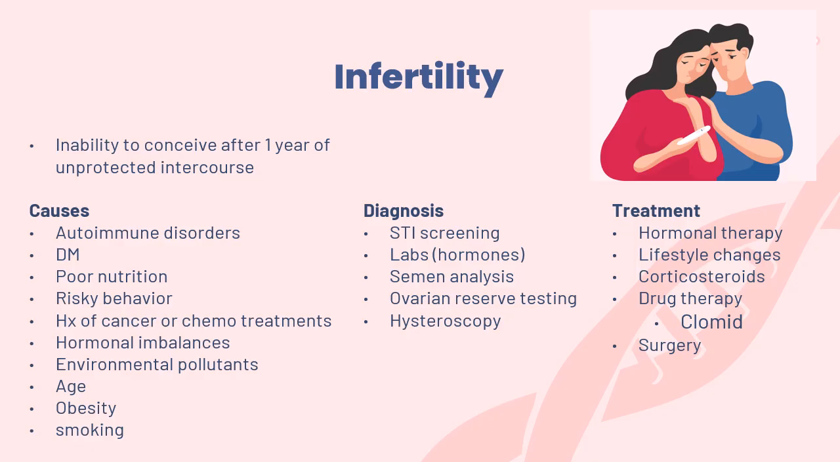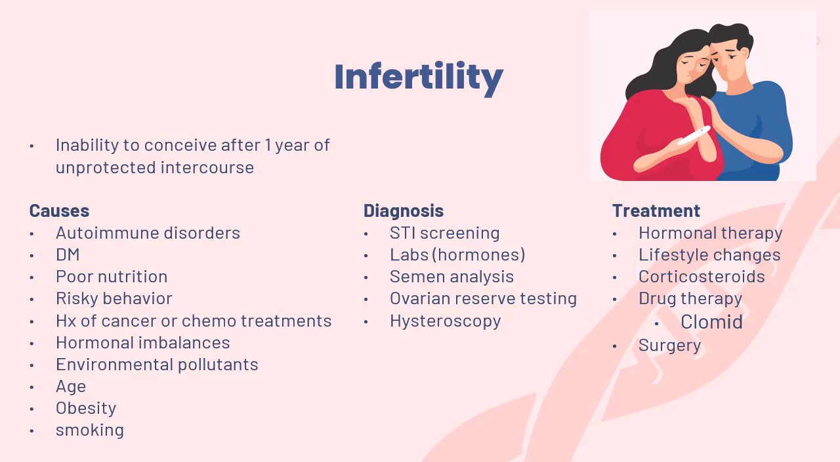Maybe some lifestyle changes, changing some of the risky behaviors, changing the nutrition, losing some weight maybe, stopping smoking. Corticosteroids sometimes will help with getting pregnant. It just kind of helps with some of the hormone levels. It helps with the pHs as well.